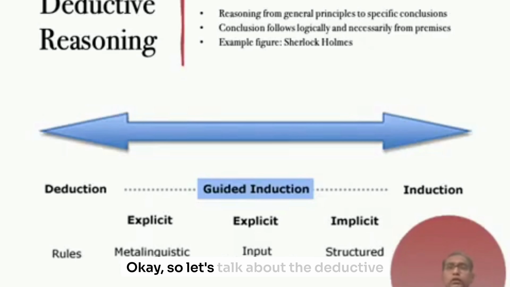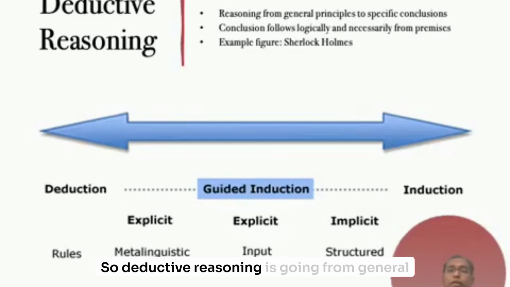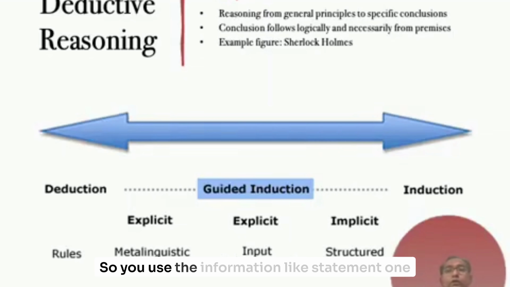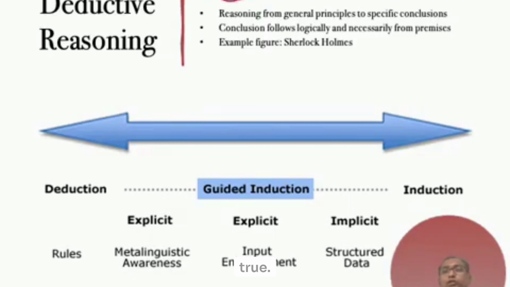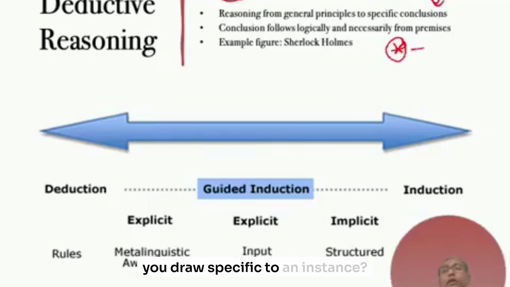Okay, so let's talk about deductive reasoning first, then we'll talk about inductive reasoning. Deductive reasoning is going from general information to specific information. You use information like statement one and statement two, which are called premises, general information that is assumed to be true, general principles. Now, based on these, what kind of inference can you draw specific to an instance?